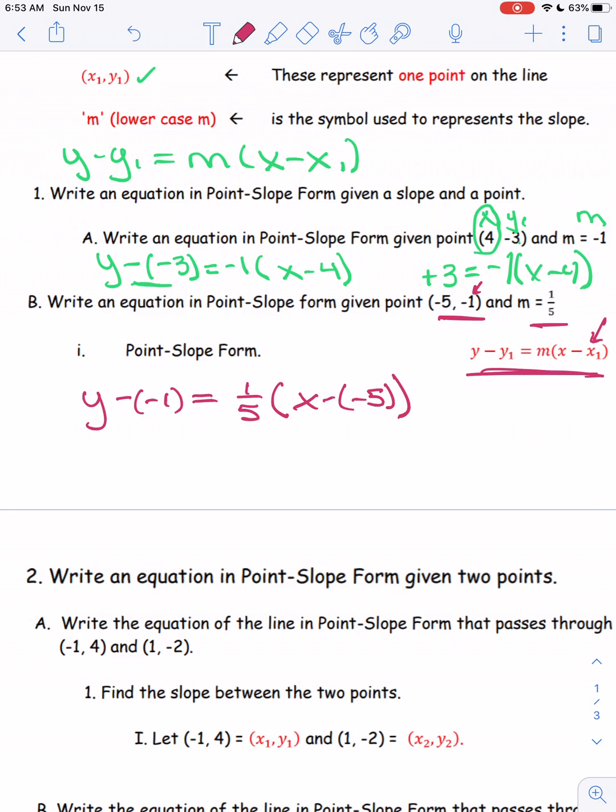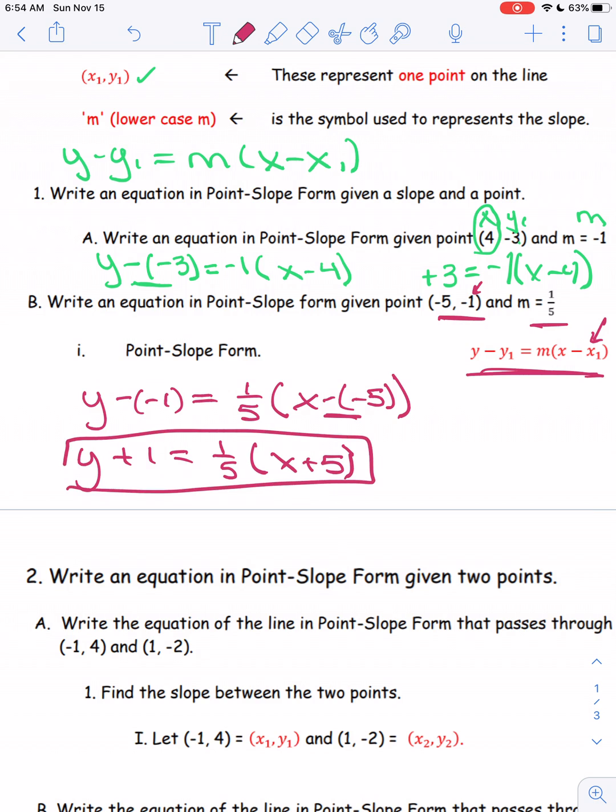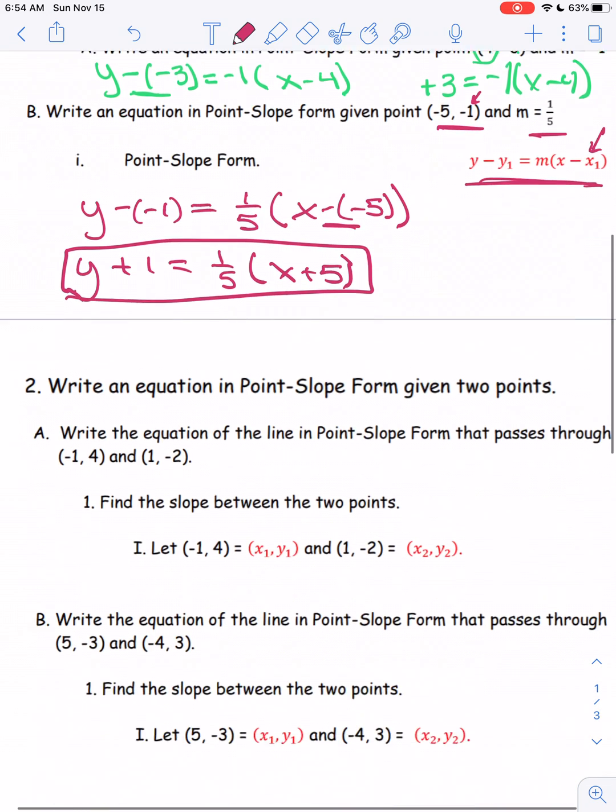And then we just have to clean it up a little bit. We're going to get rid of that minus minus. We're going to make that plus 1 equals 1/5 x. We're going to get rid of this minus minus again. We're going to make that plus 5, and we are done. You can certainly easily switch that to slope-intercept form, but that's not the point of the lesson. So we're just going to leave it just like that.